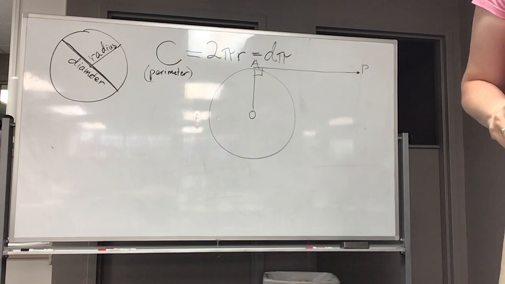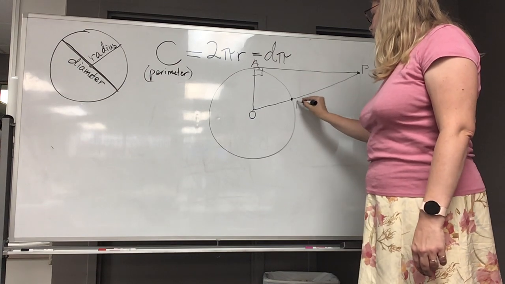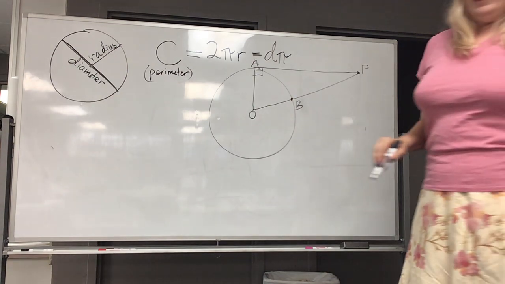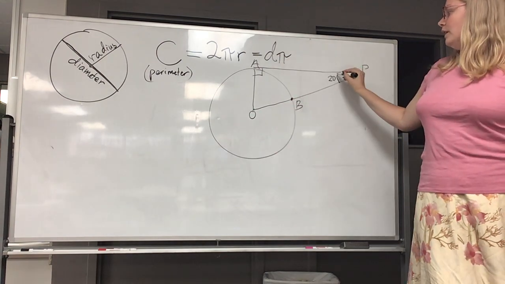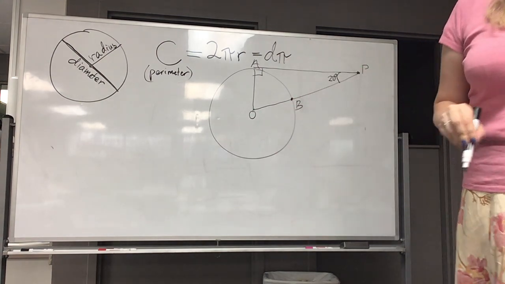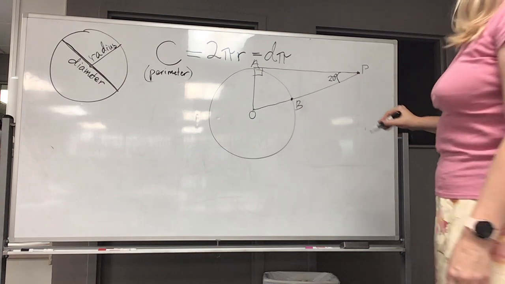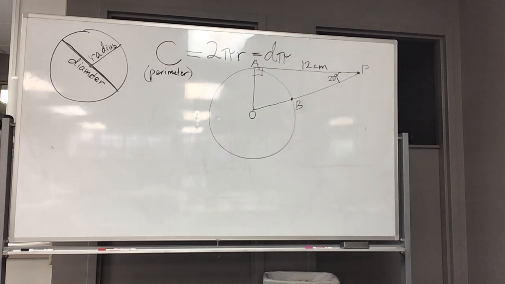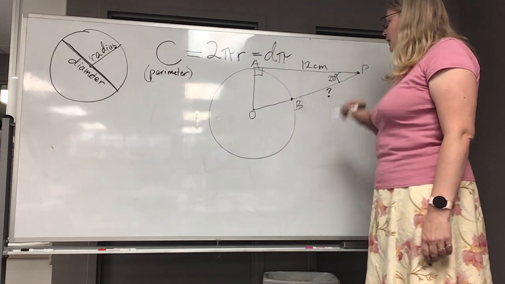The circle intersects OP at B. So we've got to draw in OP, and then it intersects at B. This is all given to us in the drawing, and we are told that this angle is 20 degrees. APO is 20 degrees. The length of AP is 12 centimeters. Which of the following is closest to the length in centimeters of BP? So we are looking for this right here.